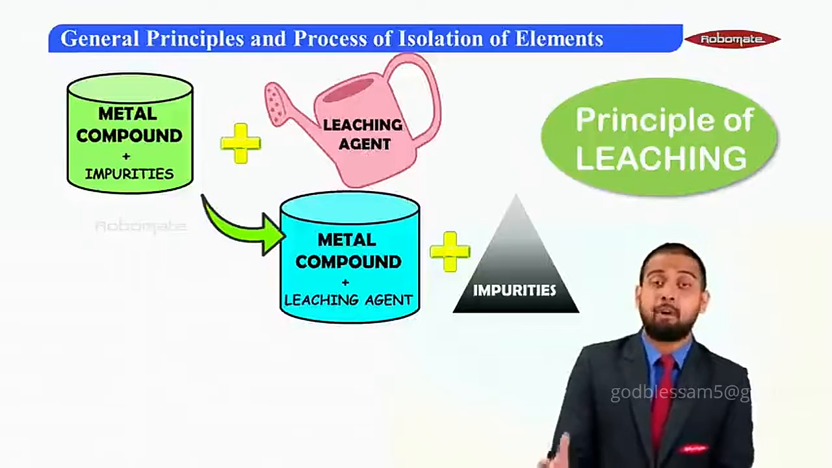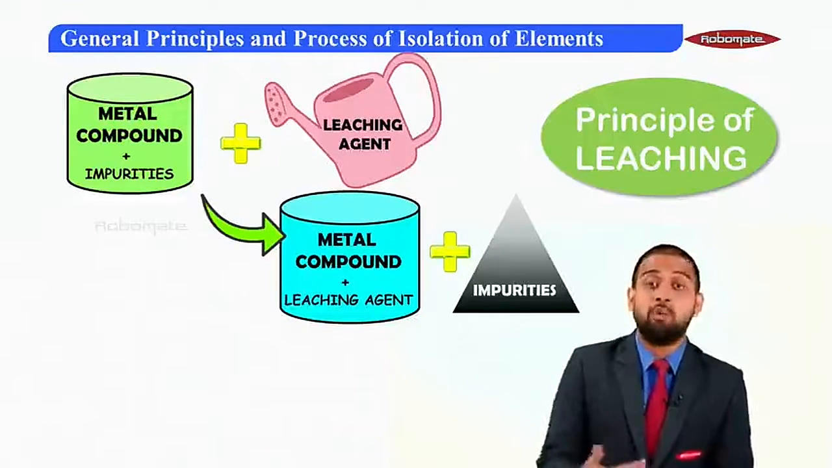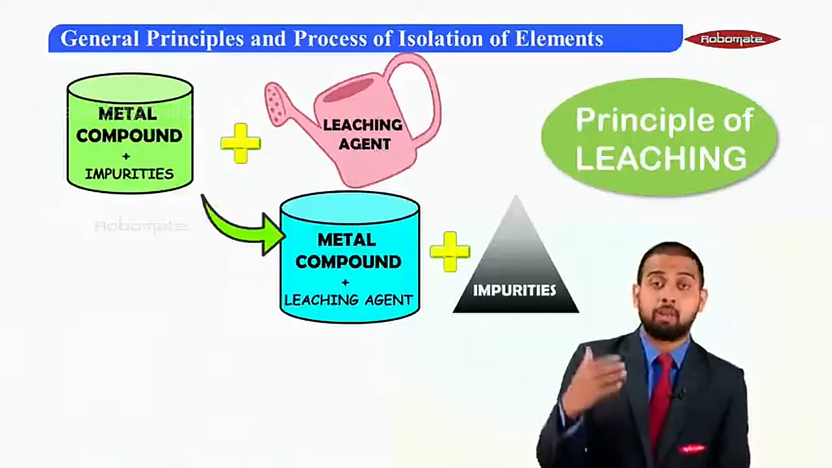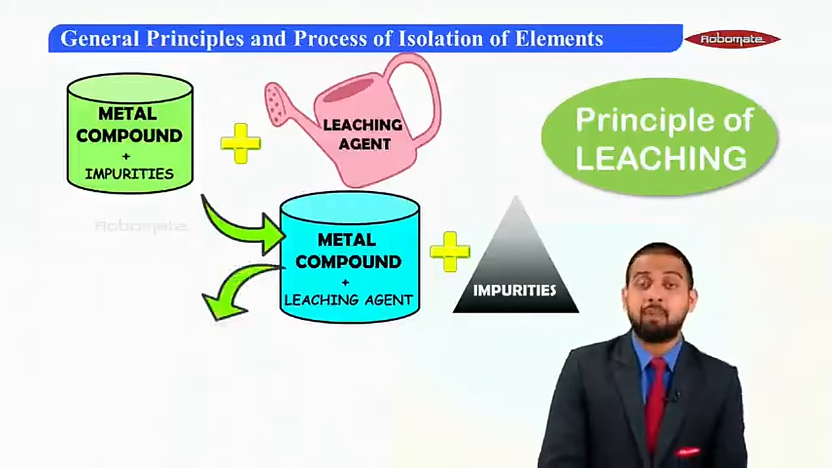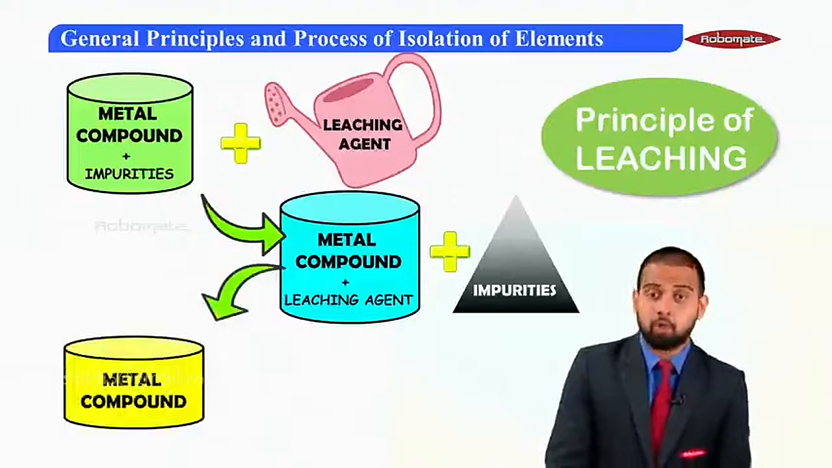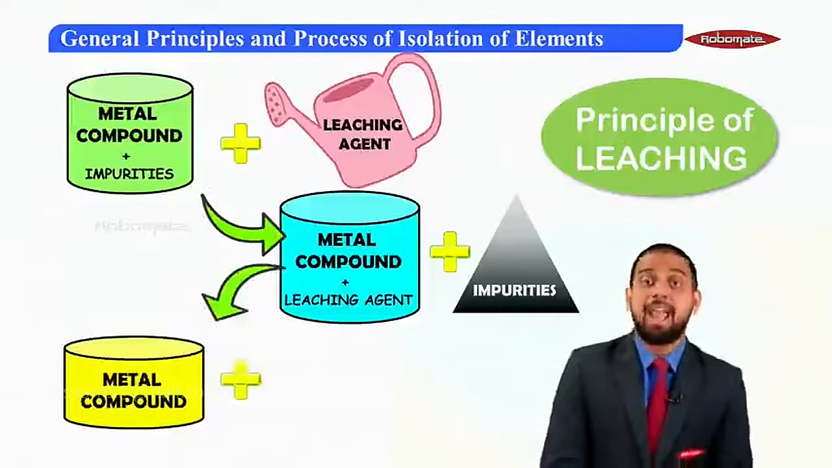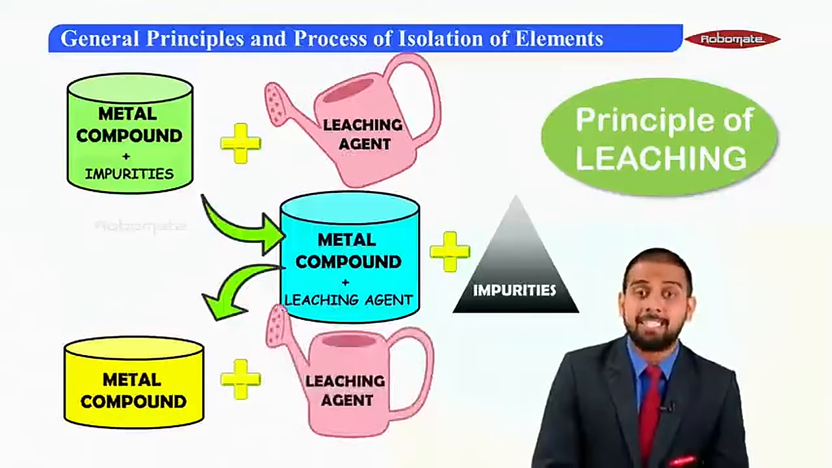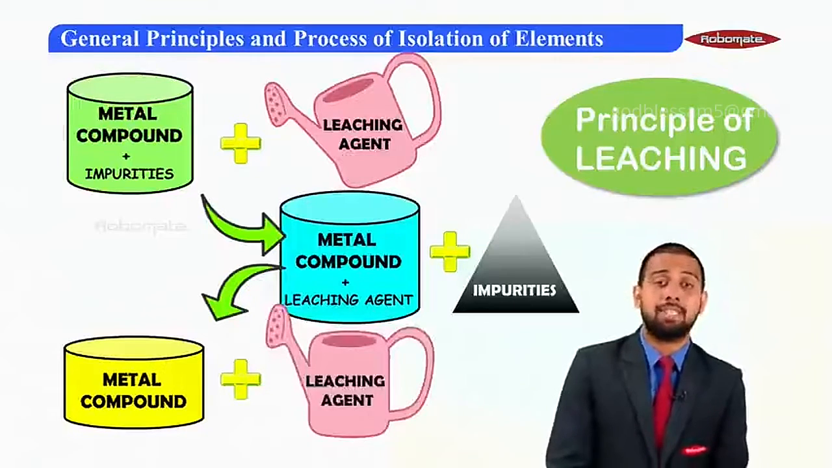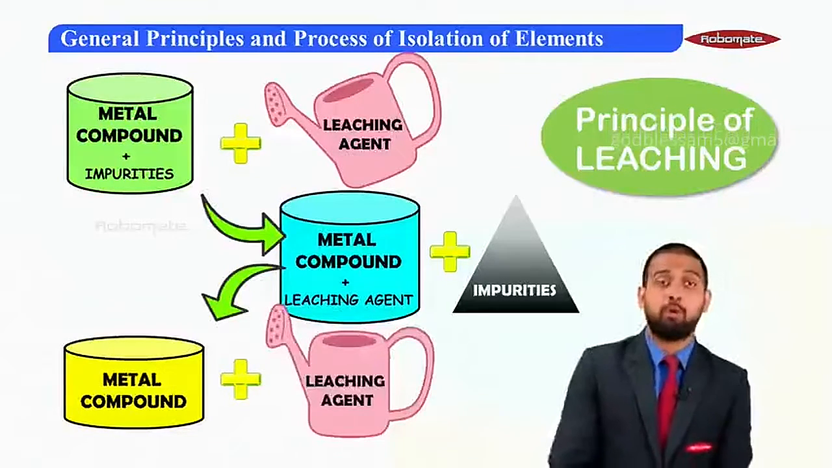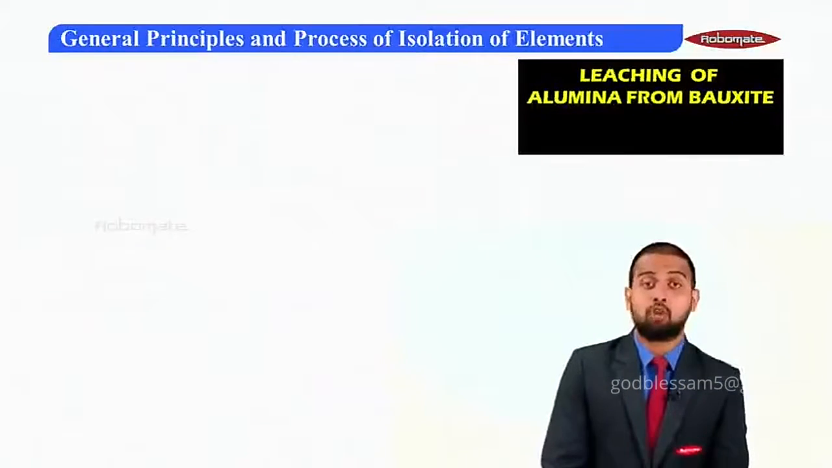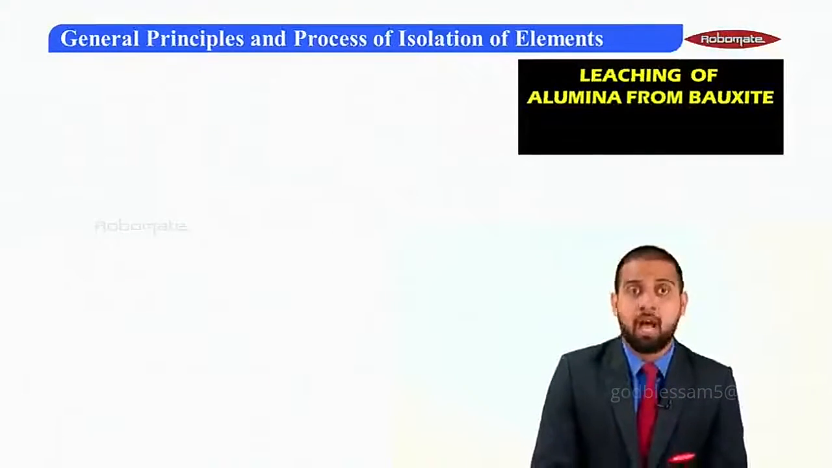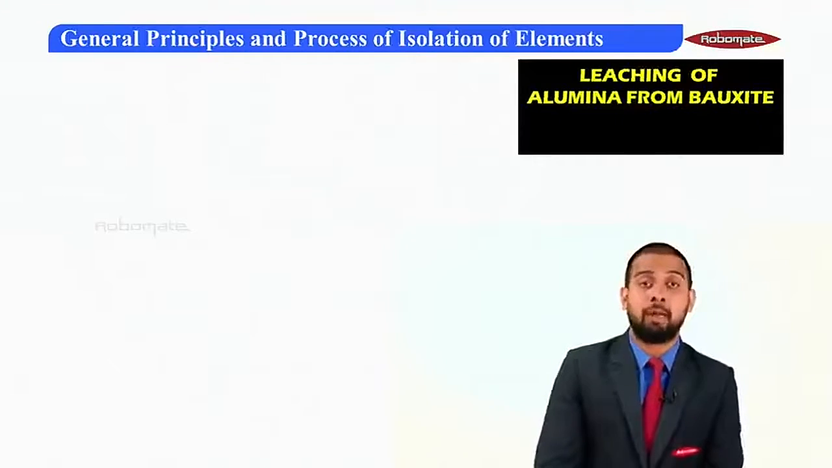Now once the impurities have been removed, we need to regenerate the leaching agent, because now the metal compound is containing the leaching agent. So this metal compound is further treated with something, because of that we will get the metal compound and the leaching agent is regenerated. Well, this is the principle of leaching, and as I told you, this is used for aluminium, gold and silver. So first let us talk about leaching of alumina from bauxite. Now this can be done by two processes.